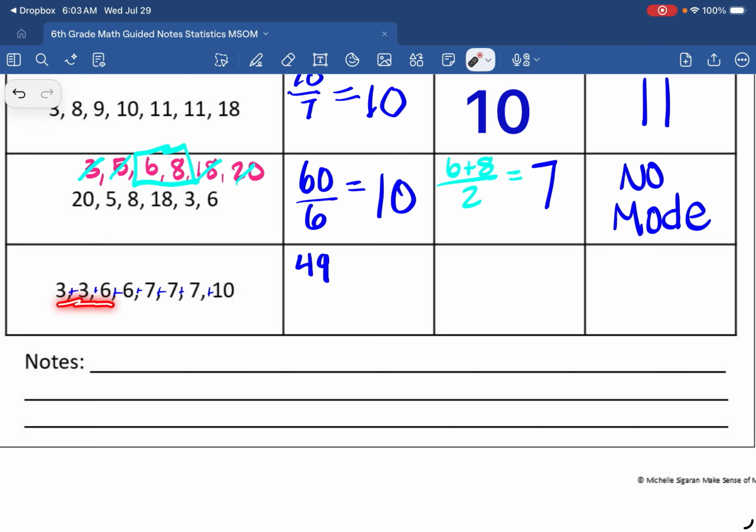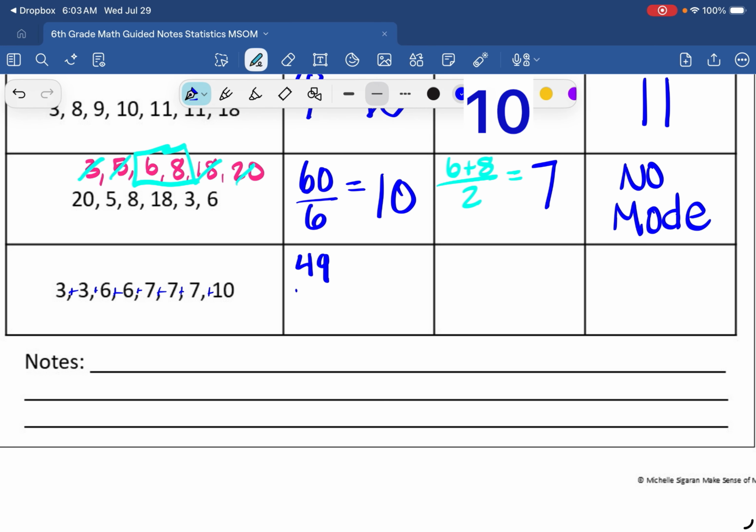1, 2, 3, 4, 5, 6, 7, 8. There are 8 data points, so I'm going to take 49 and divide that by 8. If I take 49 and divide it by 8, that is 6.125. I'm going to round to the nearest tenth and write 6.1.